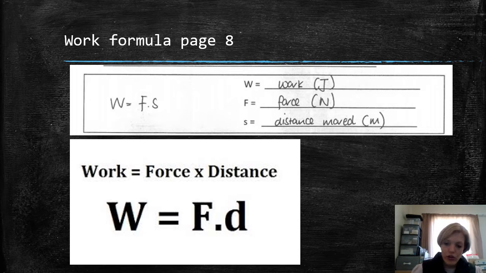You might Google this and come across work is equal to force over distance, and it's represented by a D. I don't want you to use the D. If you use the D, you're going to lose a mark. Make sure that you use the S whenever you apply this formula in any problem that we give you in class.